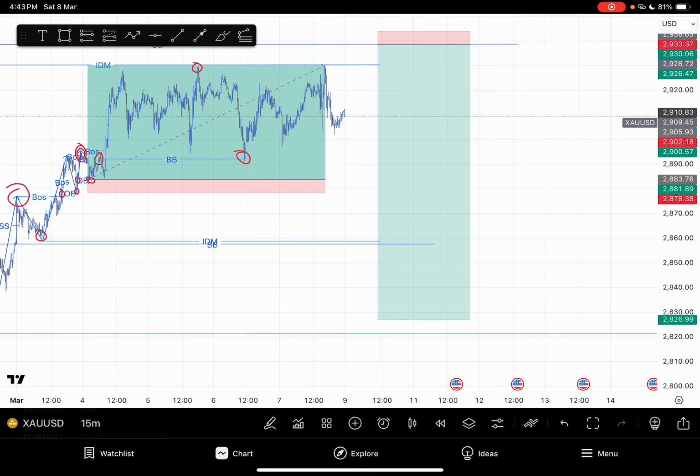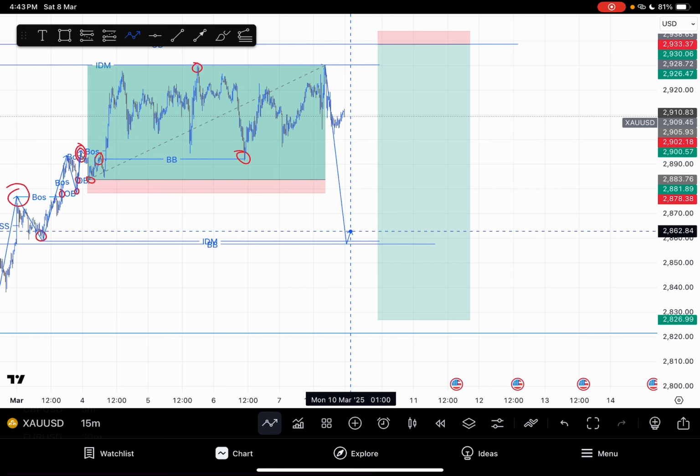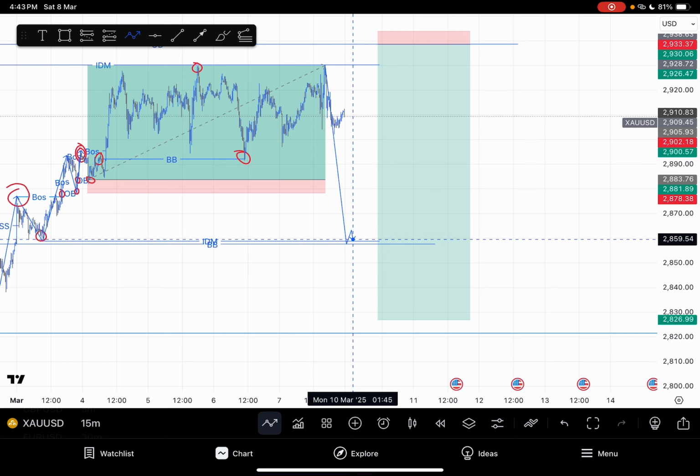When I mean confirmation, it is that if price comes back to this breaker block here, you will see a movement like this, something like a market structure shift.